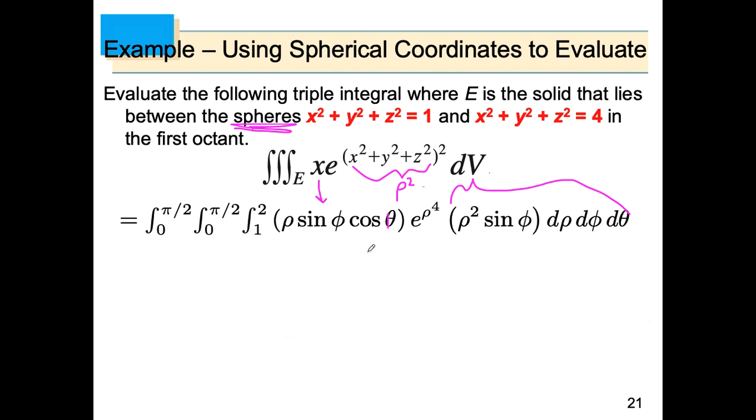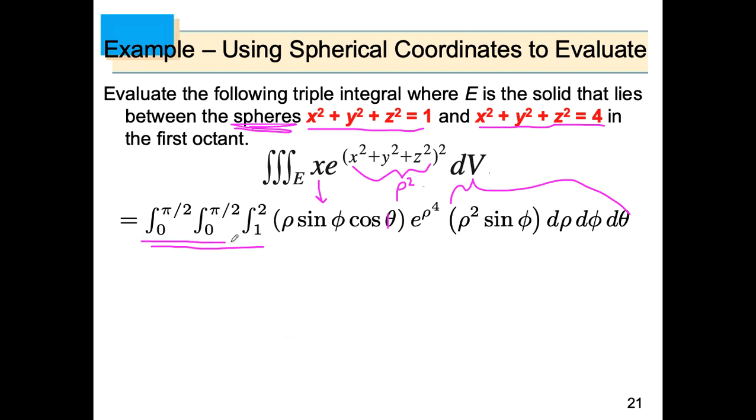Okay? So the replacements should not be a problem for us. That should be the easy part. The hard part really is determining these limits of these integrals. But if you read carefully, it's really not so bad. First of all, let's take a look at this 1 to 2 for my rho values. Notice it's between the spheres x squared plus y squared plus z squared equals 1. That is a sphere of radius 1. This here is a sphere of obviously radius 2. So if my region of integration, E, is between these two spheres, obviously rho will be between 1 and 2, the radii of those spheres.